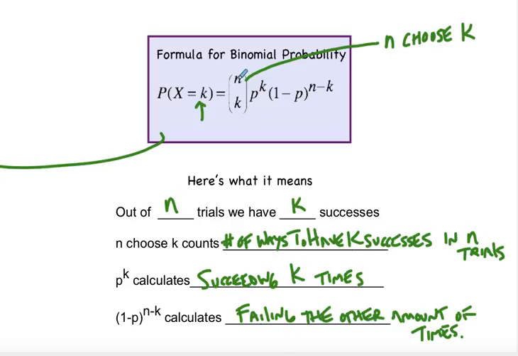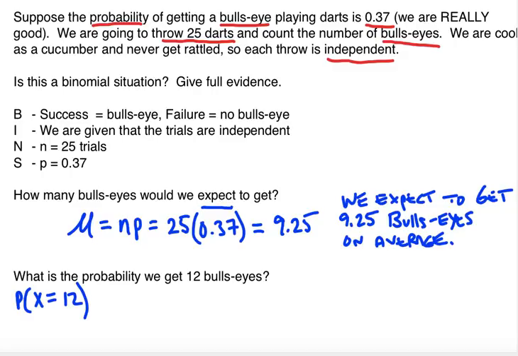N is the number of trials, so in this case it's 25. K is the number of successes we want. So going back here, the number of trials is 25. We want 12 successes. So that's 25 choose 12.